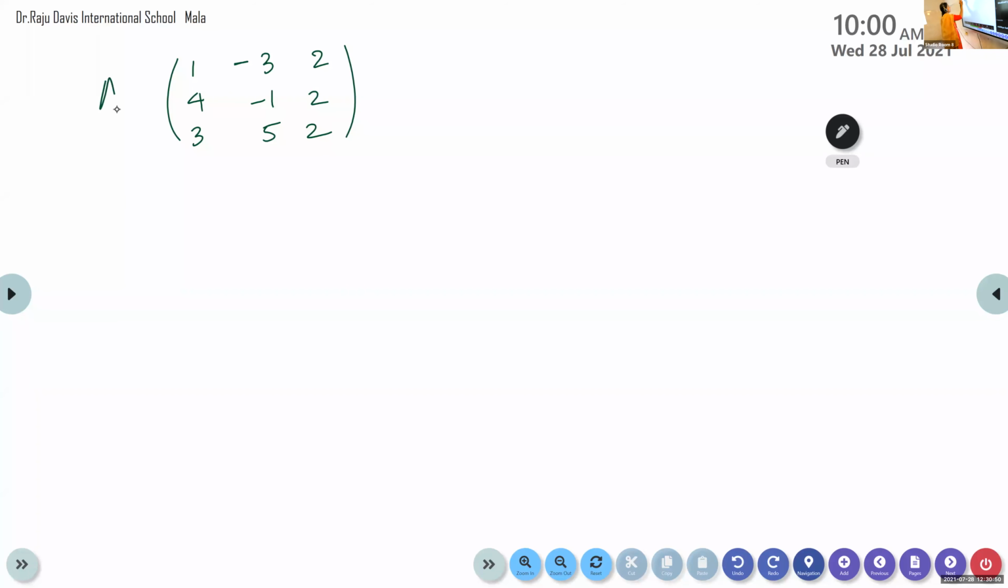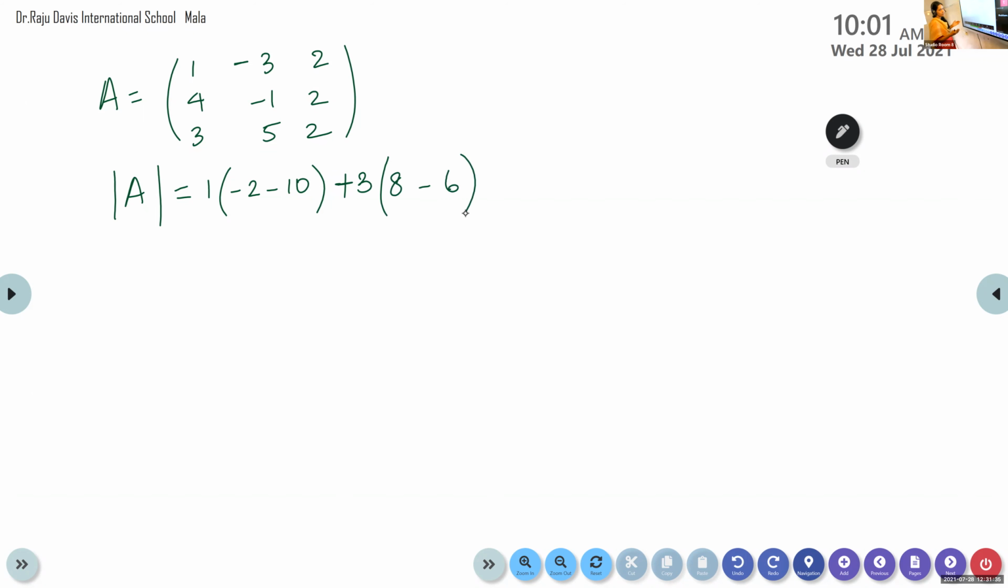So first you name this as A. First thing you have to find is determinant A. So what is determinant A? 1 into minus 2 minus 10, isn't it? Then minus, already minus 3 is there. So minus of minus will become plus 3 into, leave the row and column, 8 minus 6.